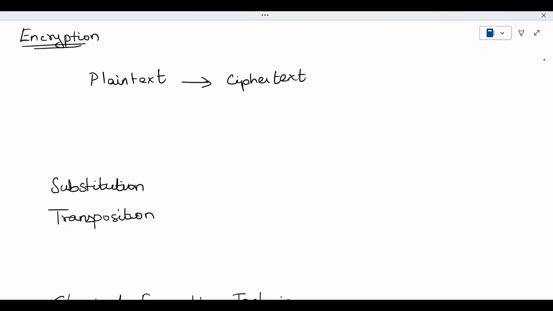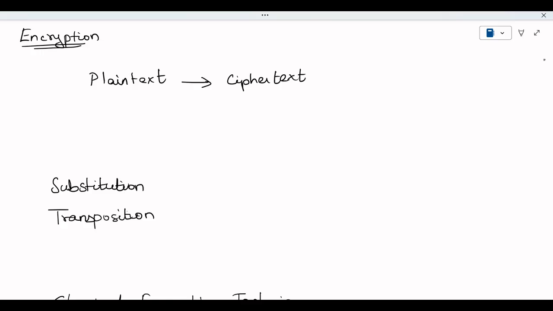How should this conversion be? It should be reversible. If I am converting a 2-bit plain text, then it should be converted to a 2-bit ciphertext. Only then can it be reversed. This encryption technique can be broadly categorized as substitution technique and transposition technique.